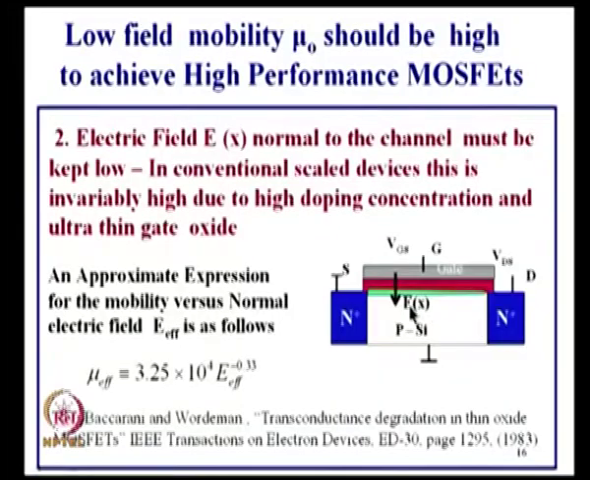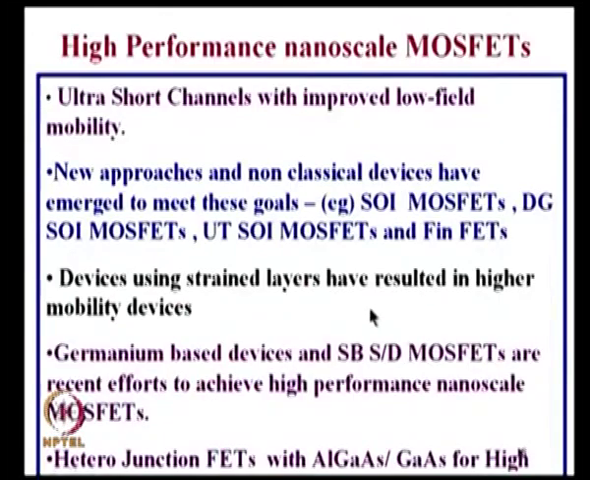So, if you do it for n channel devices, its mobility will decrease. For p channel devices, the mobility will increase. So, in the p channel devices, they add germanium to the source and drain to strain the channel and increase the mobility. So, that is the strain layer. Okay.